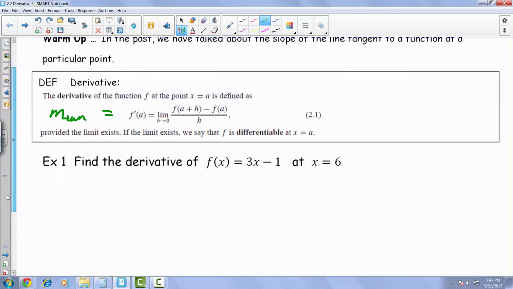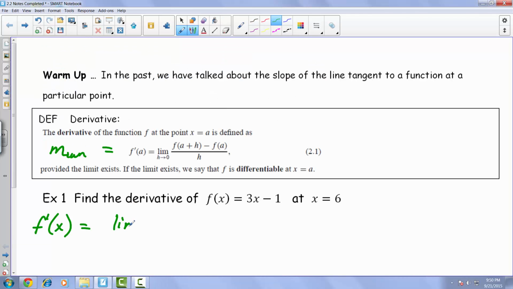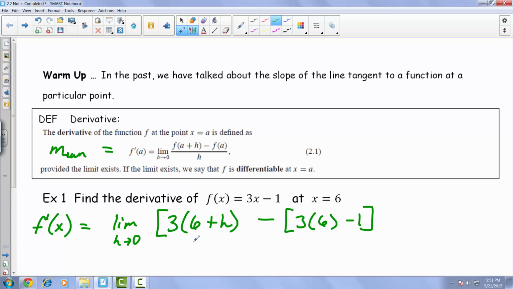Now, when we're trying to apply that definition to example 1, then we can go ahead and say that the derivative is the limit as h goes towards 0 of, pretty much we're going to go ahead and throw in that distance away from our target x value. So that's why we have 6 plus h minus, and then our y target value. So we have then 3 times 6 minus 1 all over h.